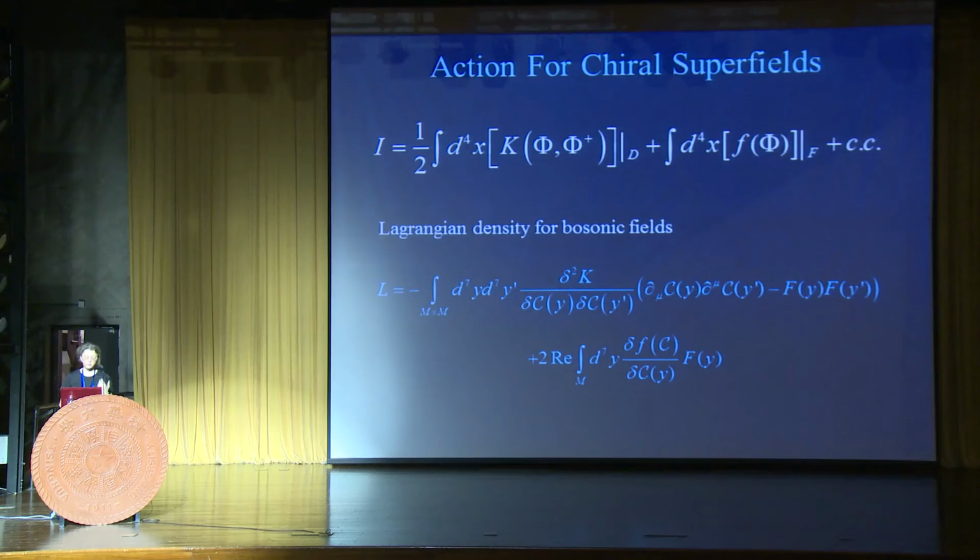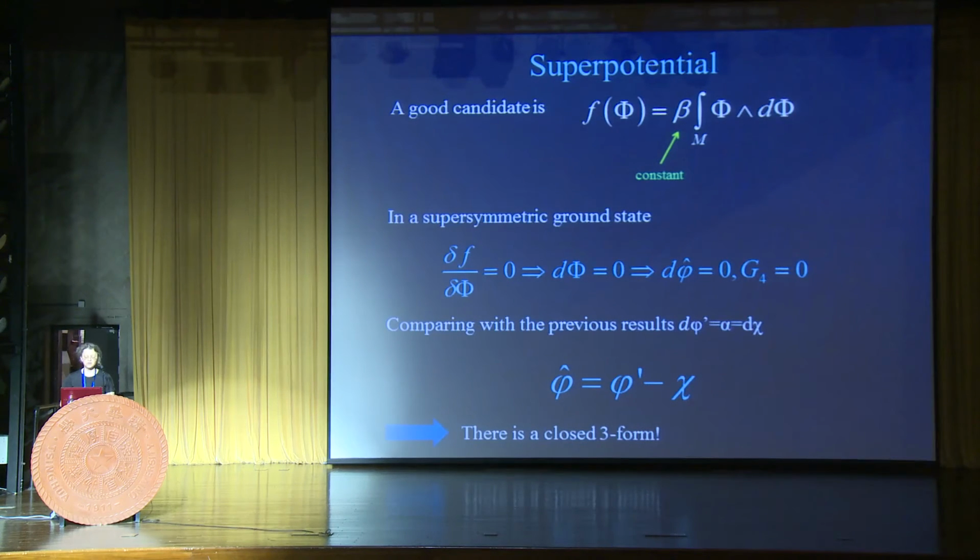Now, what is the simplest next thing we can do? Well, we can pick a superpotential, and there's actually just one choice, phi d phi. So now for a supersymmetric ground state, the variation of f vanishes, which tells us that d phi hat is 0 and g4 is 0. Not the game we are playing here.